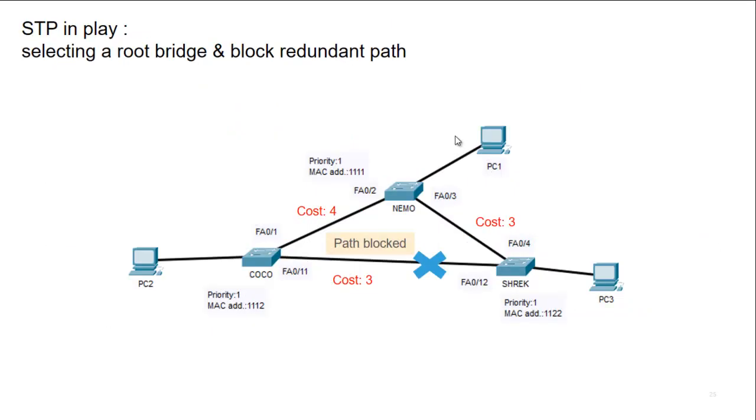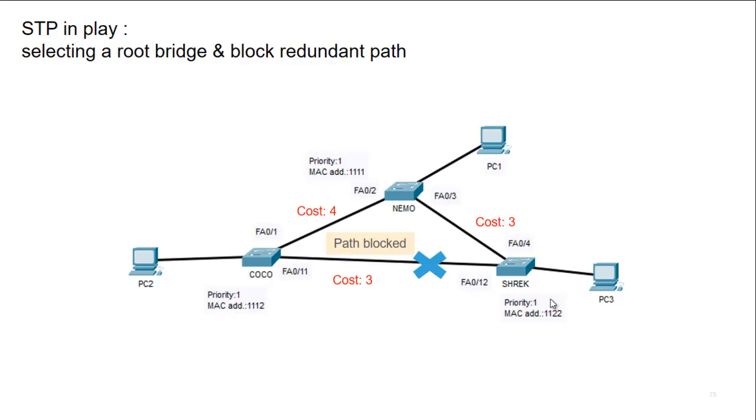Here I'm going to show you a rough example of how root bridge selection is done and how a redundant path is blocked. Again, we have a topology with three switches, Nemo, Coco, and Shrek. Nemo has the priority of 1, so does Coco, so does Shrek. And this is the MAC address, simplified, for Nemo, Coco, and Shrek.